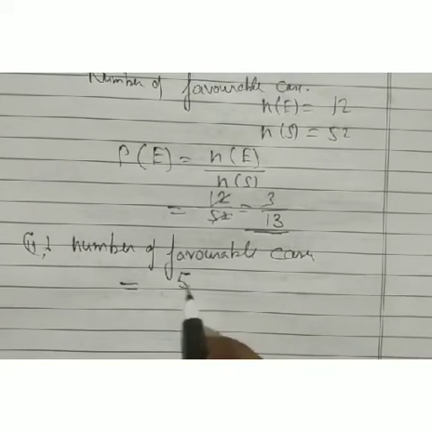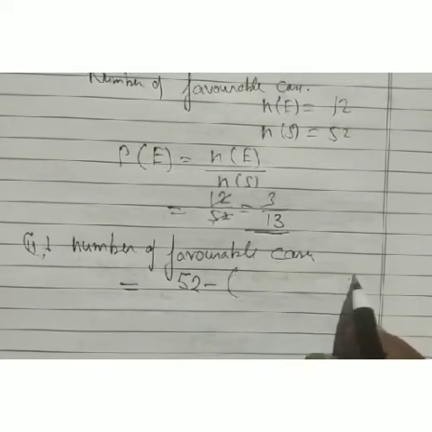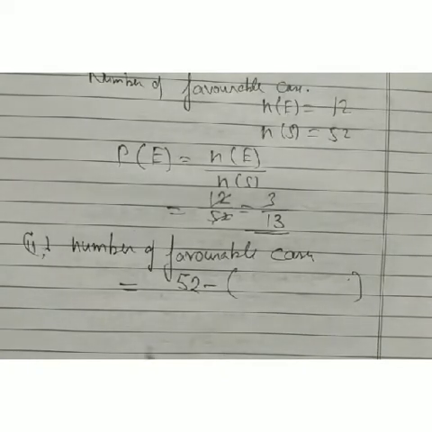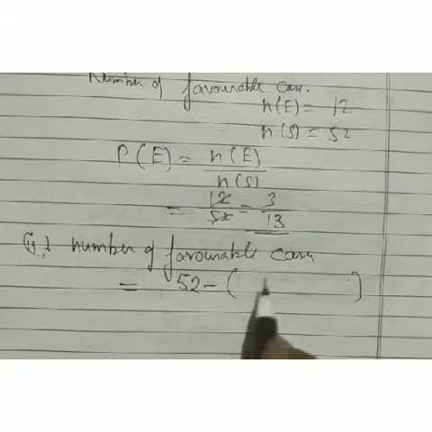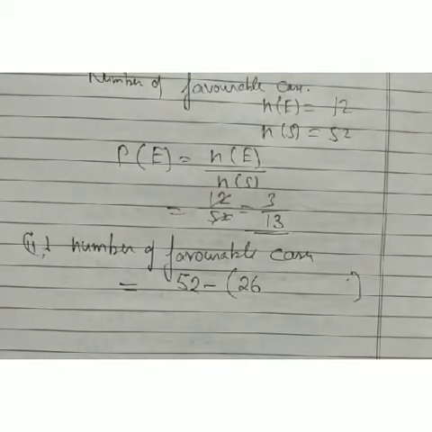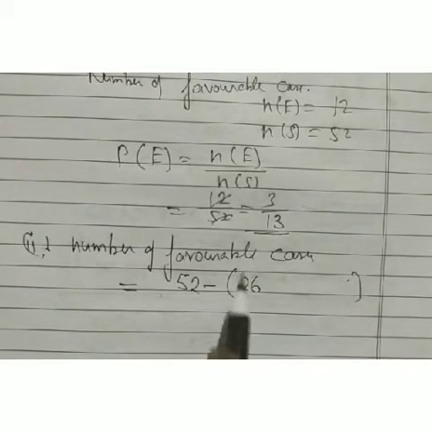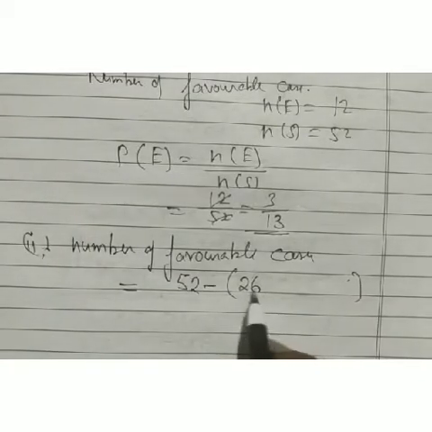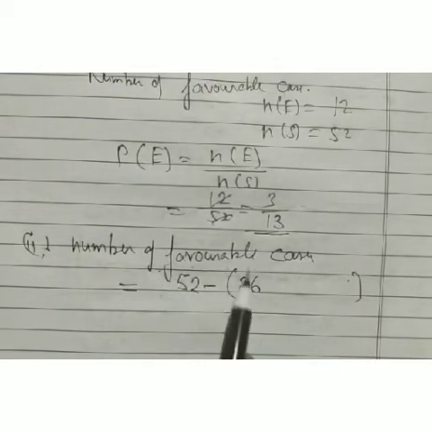We have a total of 52 cards. Now we are going to find out the number of cards which are neither a king nor a red card. And look, we have 26 red cards. Now we have to find out, so we substitute our 26 red cards.